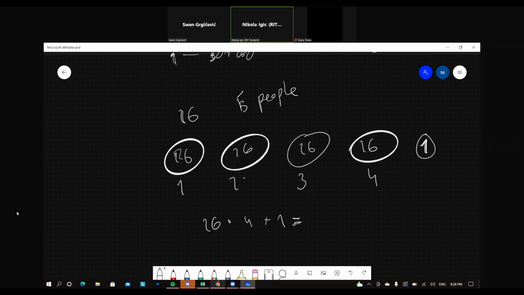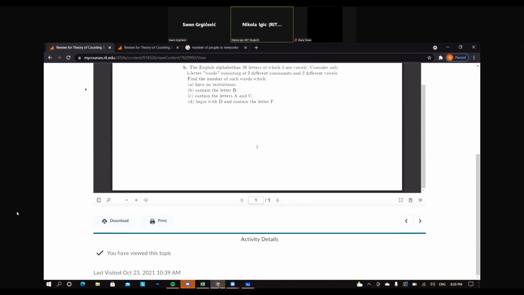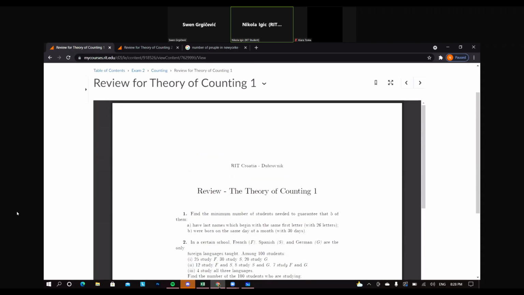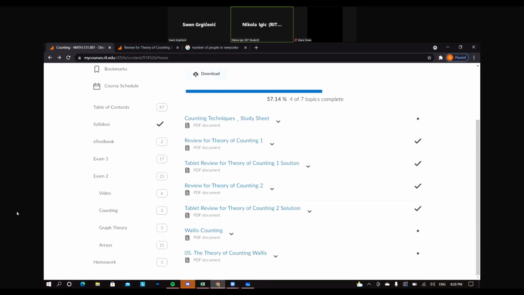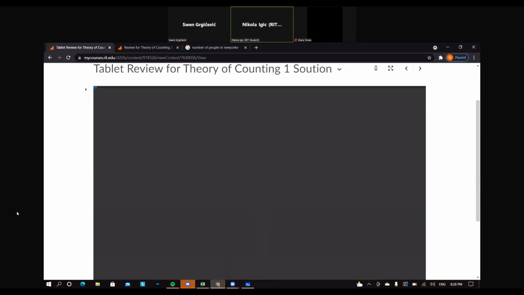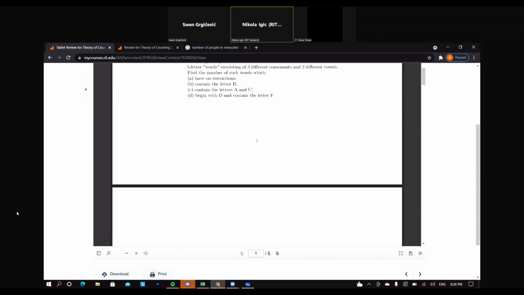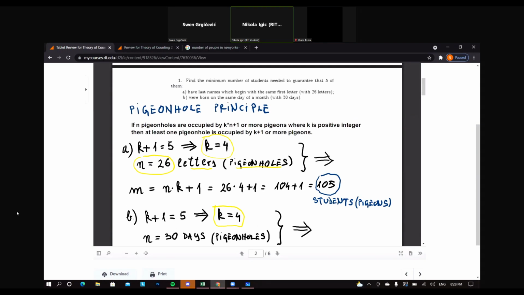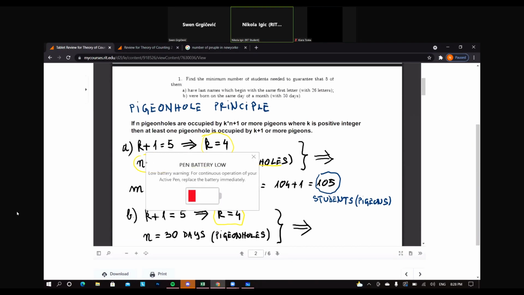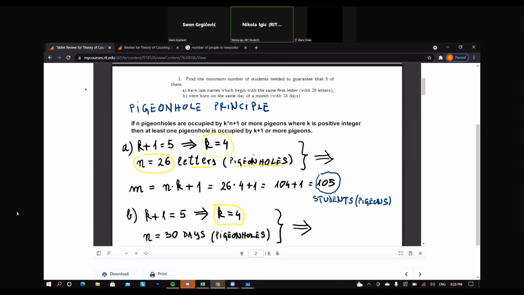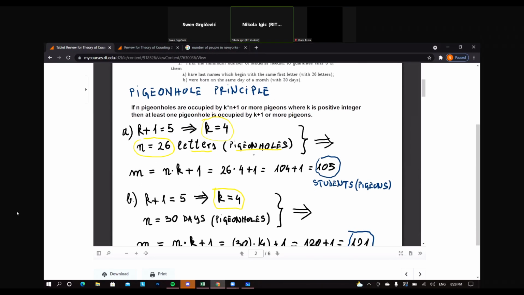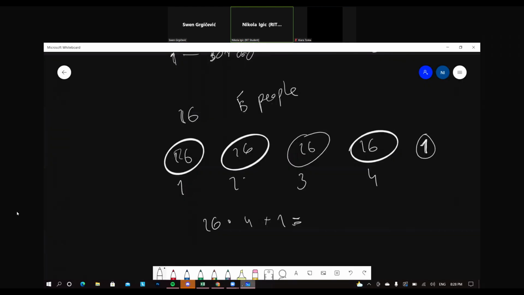And if you do it using the formula, you will get the same thing. K is 4, number of people is 26. N times K is 4 times 26, and plus 1. Groups of people, 26, 26, 26, 26, and 1 plus 1.